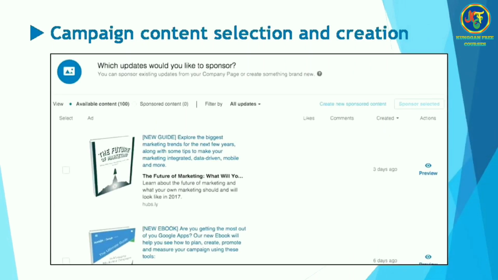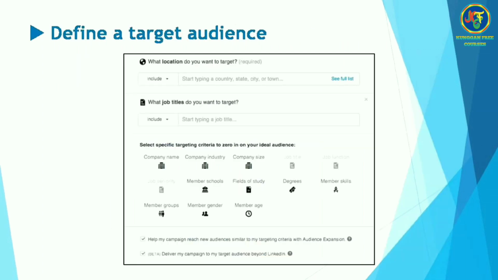LinkedIn will offer a list of available contents where you can browse, choose, and determine what content you'd like to sponsor. Campaign Manager enables you the choice to either sponsor existing updates or create a new sponsored update. If you already have an existing update of your own that you'd like to boost, select the corresponding checkbox and click Next. And then, if you'd prefer to start from scratch, just select Create New Sponsored Content and follow the instructions.